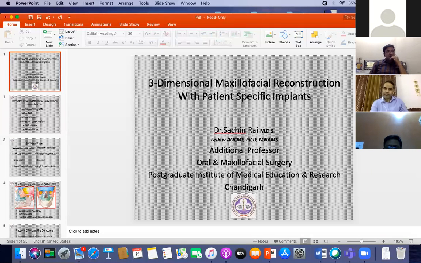So still for the maxilla, we can go for an autogenous bone graft, reconstruct the maxilla with a fibula, and then later on we can put a dental implant on it. That is still the gold standard to create a dentate segment of the maxilla and the mandible.